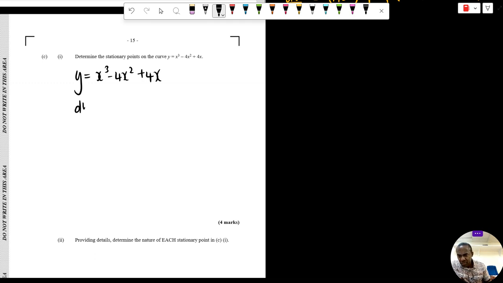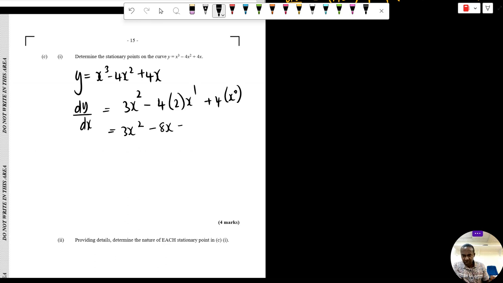So we say that dy by dx equals, we bring the power down, multiply by it, reduce it by 1, so we get 3x squared. Then we say minus 4 is a multiplying constant. We bring the 2 down, multiply by it, reduce the power by 1, and then this is just 4. Well, we could say 4 times x to the power 0, which ultimately will give us 1. And so this gives us 3x squared minus 8x plus 4. And so this is the gradient function dy by dx.